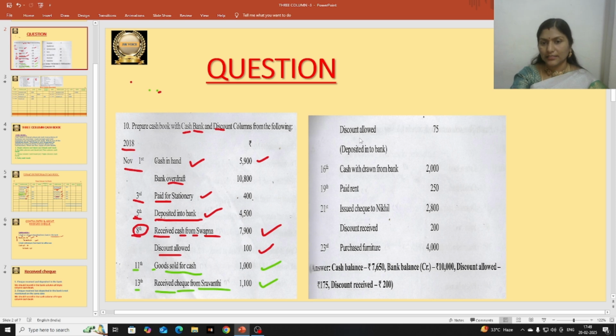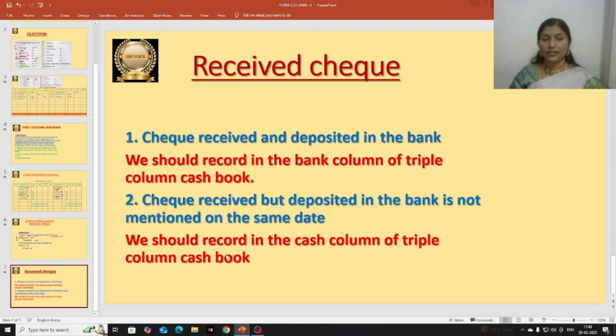And in the next one, this side, you can see continuation of the question. Discount allowed is 75 and this check is deposited in the bank. Okay, so here you have to remember one point. This is received check point. Whenever business is receiving any check, first of all we should write on debit side, but immediately we should not put in the bank column by thinking that it is a check.